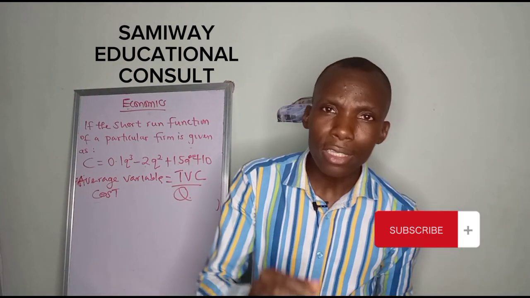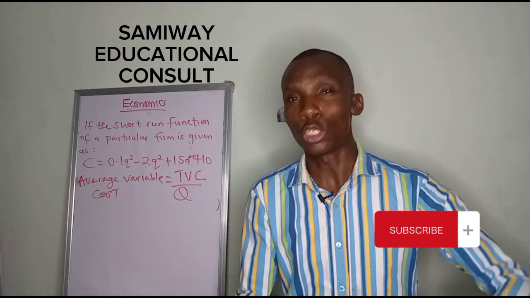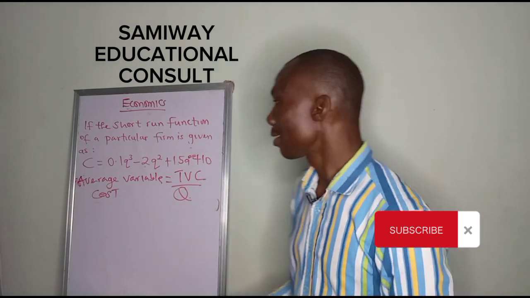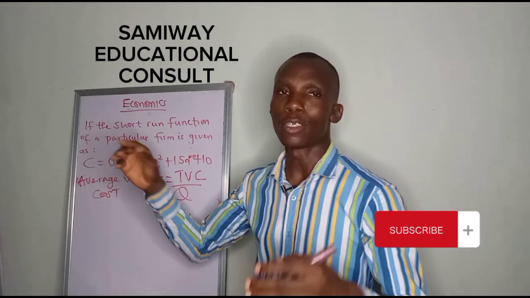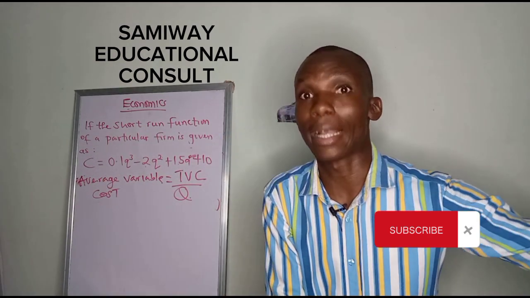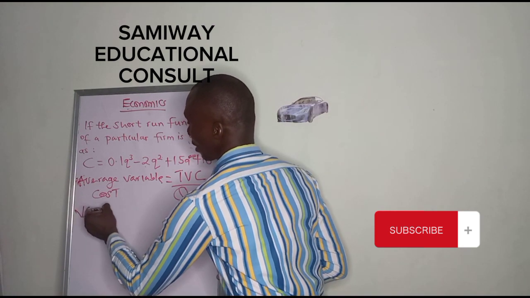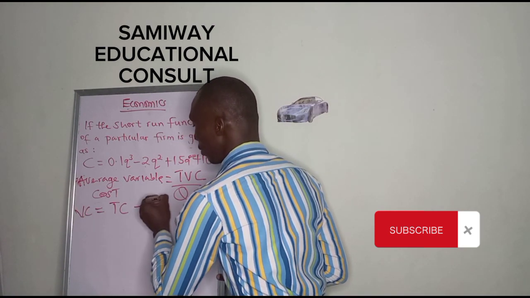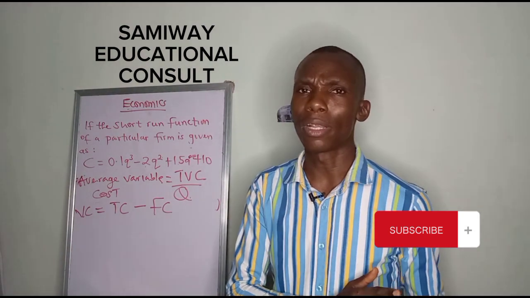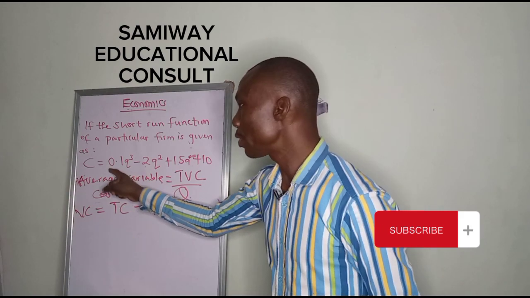For you to get your average variable cost, you need to get your variable cost. And if you look at the question, we are only given total cost. This C represents total cost. And for you to get your variable cost, that will be total cost minus fixed cost. That's how to get variable cost. So if you look at this question, what is your fixed cost from here?